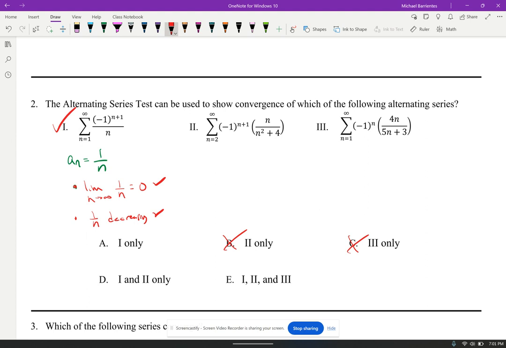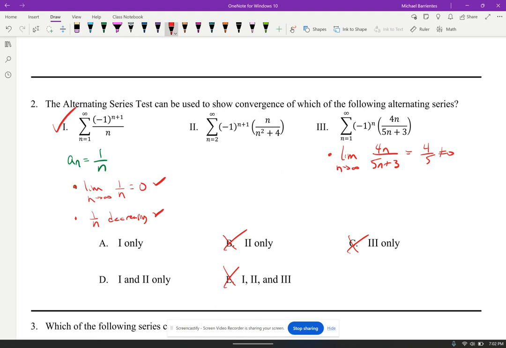Is this an alternating series? Yes, I see the alternating part. So we're going to take the limit as n approaches infinity of the term here. Is that going to 0? Well, no, this is going to give me 4/5. That's not equal to 0, so I don't know what's happening. So I can't use the alternating series test to show convergence there. So that means this is out. Okay, well, that didn't help.